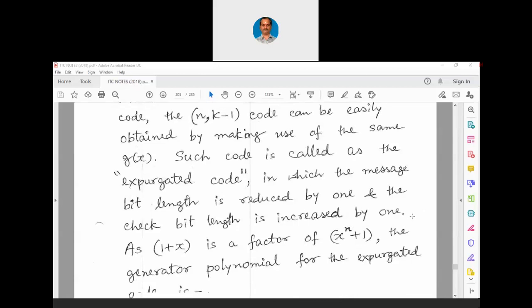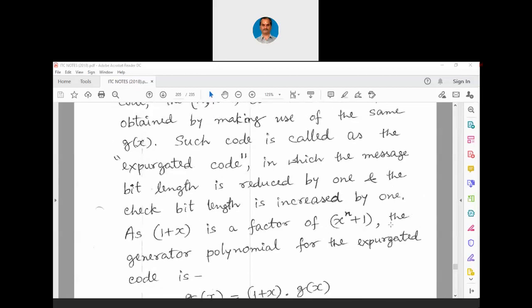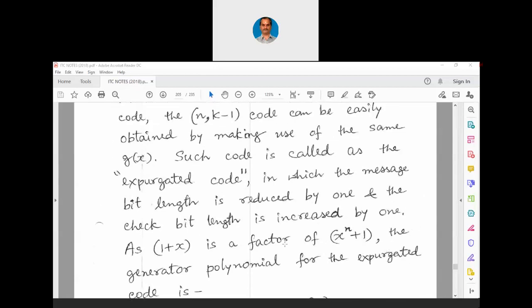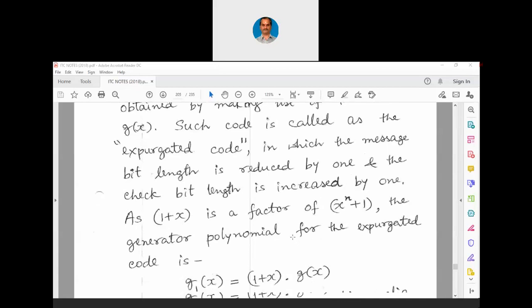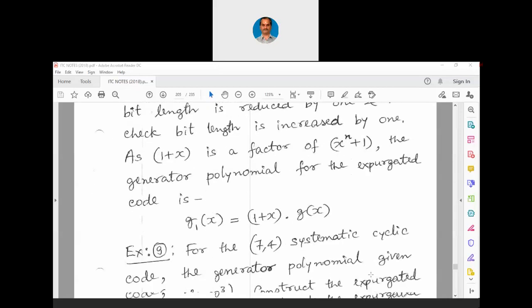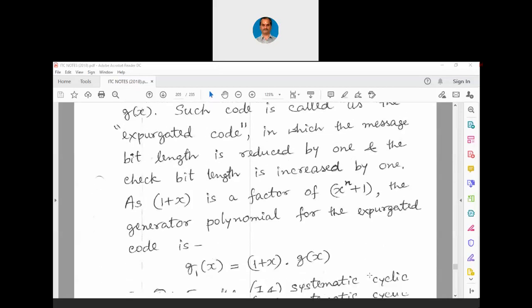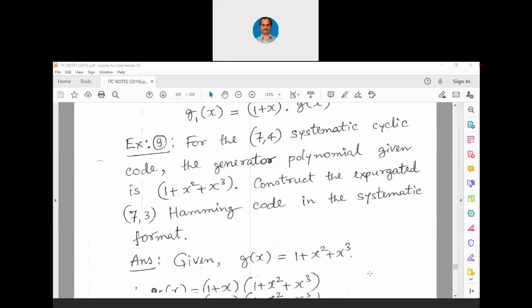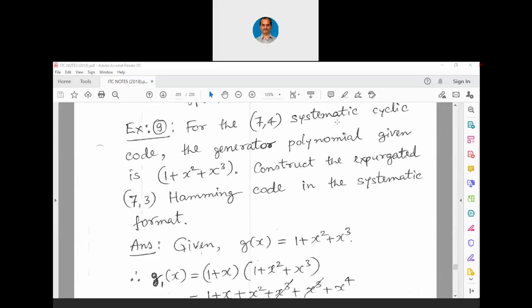Okay. So as 1 plus x is a factor of x power n plus 1, the generator polynomial for the expurgated code is now what? g1 of x equals 1 plus x into g of x. Let us see an example now. For the (7,4) systematic cyclic code, the generator polynomial given is 1 plus x square plus x cube. Construct the expurgated (7,3) Hamming code in the systematic format itself.